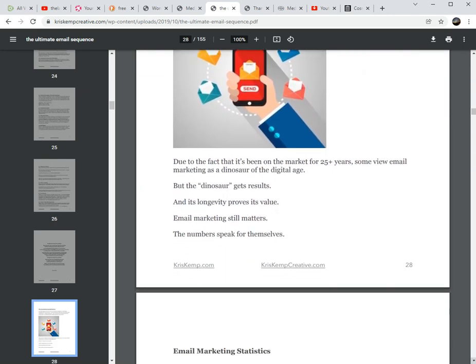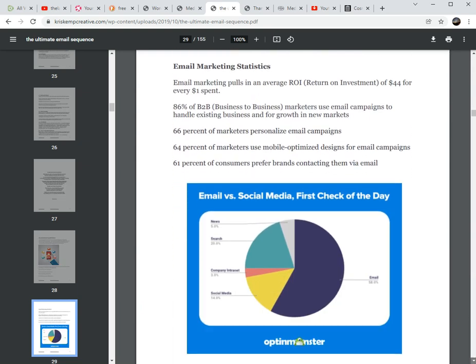Email marketing still matters. You know, email marketing has been around for probably 25 plus years. So some view email marketing as a dinosaur of the digital age, but see, the dinosaur gets results, and its longevity proves its value. Email marketing still matters.